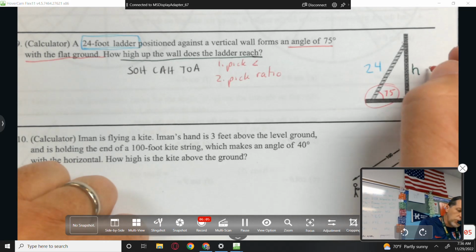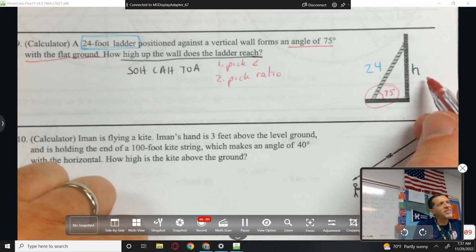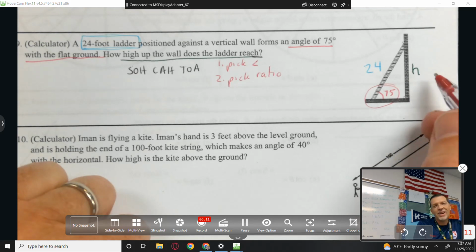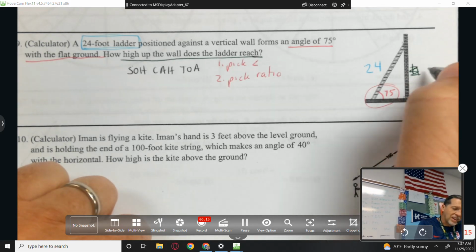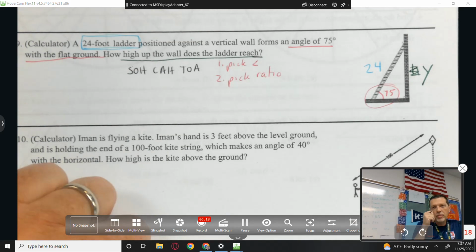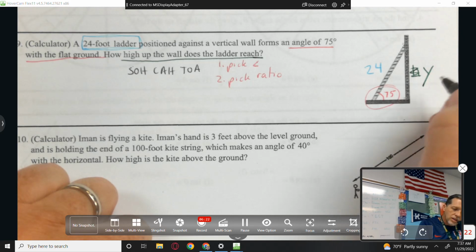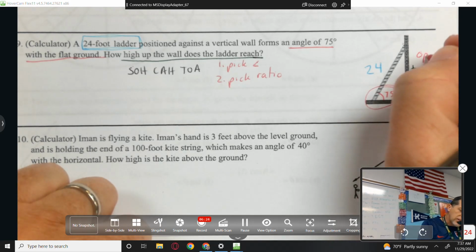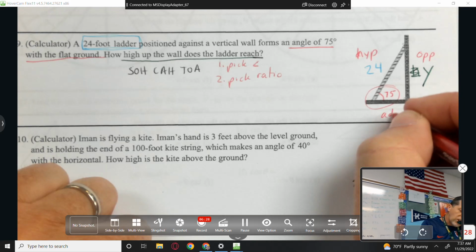That sets whose... Oh, I shouldn't label that H, right? That was a bad choice. Well, it doesn't matter, but H is usually hypotenuse, so I'm going to change that. I'm going to just call it Y. But you can call it H if you want to. Just be careful with hypotenuse. So now I know who's opposite, who's hypotenuse, and who's adjacent.